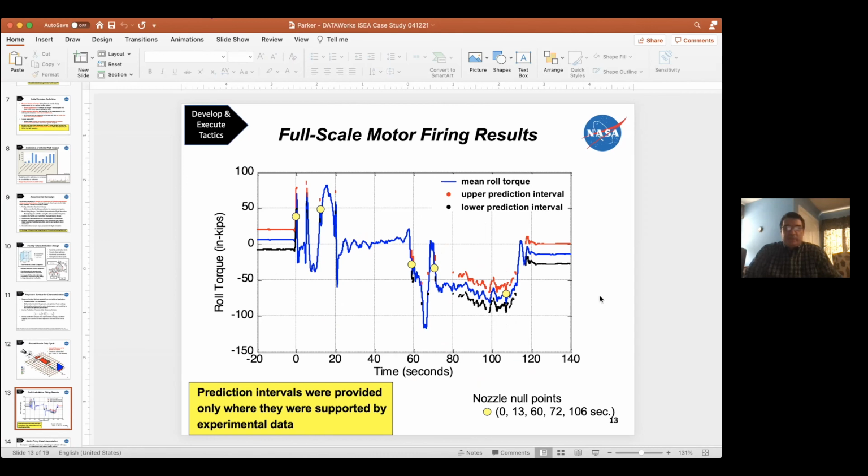This is a plot of the results. The measured or predicted roll torque on the y-axis. The center line is the mean, and you'll see intervals, upper and lower intervals. First thing to notice is those intervals don't cover the full range. And that was based on that restriction and being able to calibrate the facility. However, the measurement intervals are present everywhere you see those 5 circles, which came from the plot. Those are the points we want to estimate roll torque.